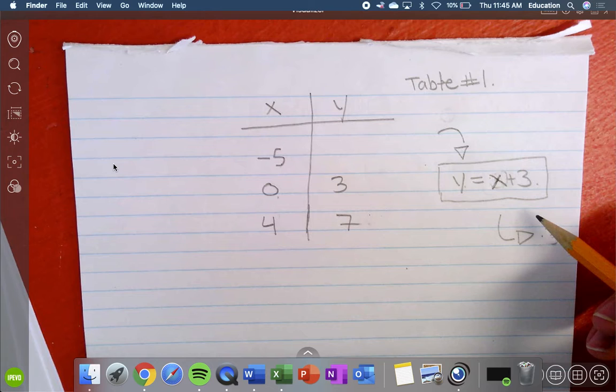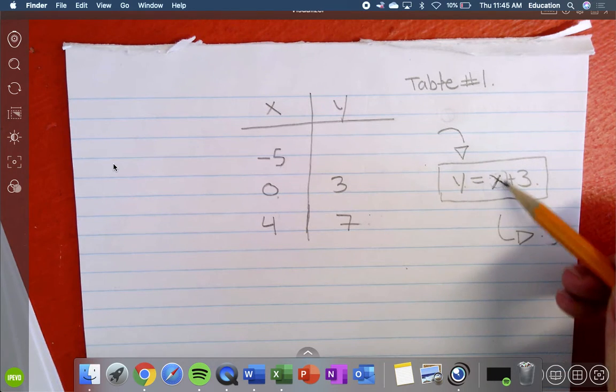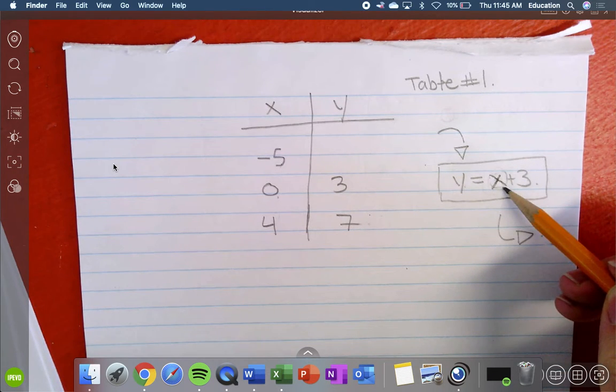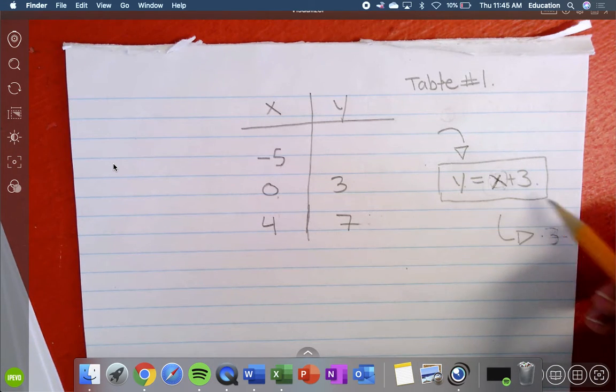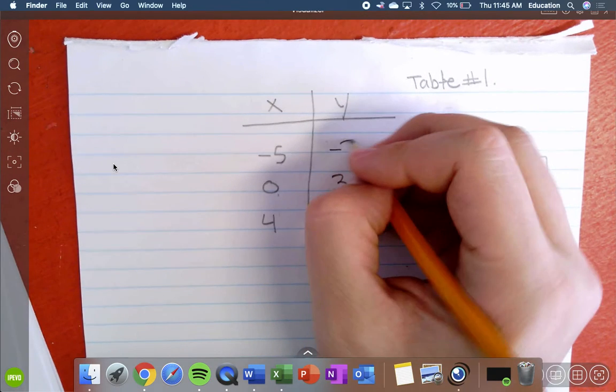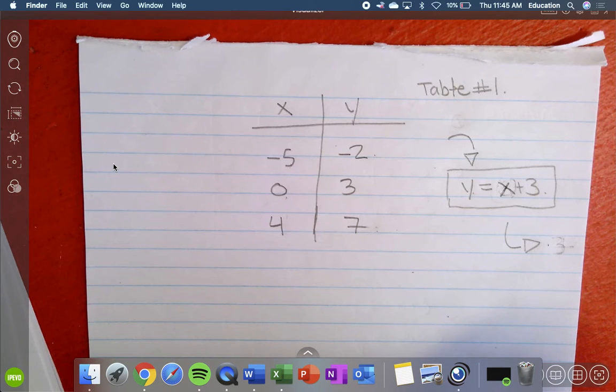You put the negative 5 into the machine, then replace the x with the negative 5. Then you do the equation: negative 5 plus 3, which will equal negative 2. Good job. So this is a minus 2. Okay?